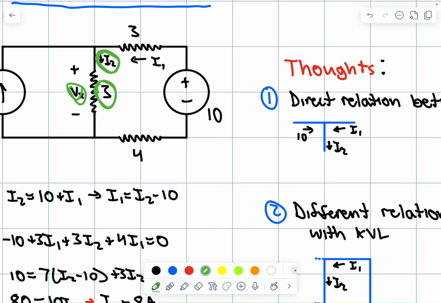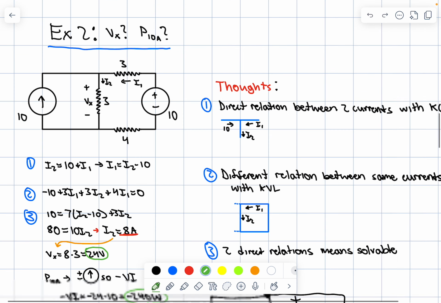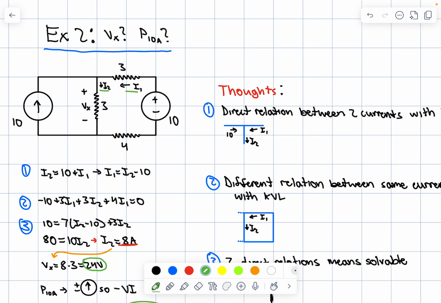Because if I have R, I can find V. So I can directly relate these two currents, I2 and I1, and I know that if I can directly relate those two currents in another unique way, the problem is solvable. So maybe, if I've just used KCL, I could try KVL.